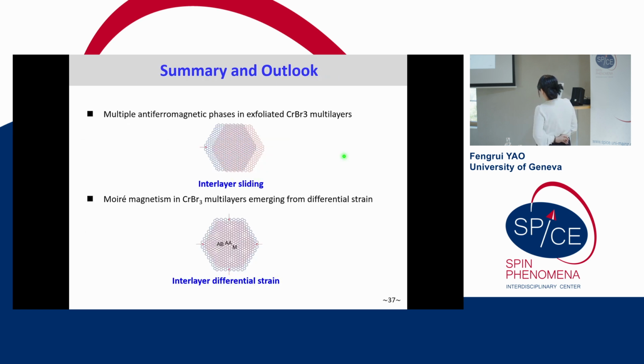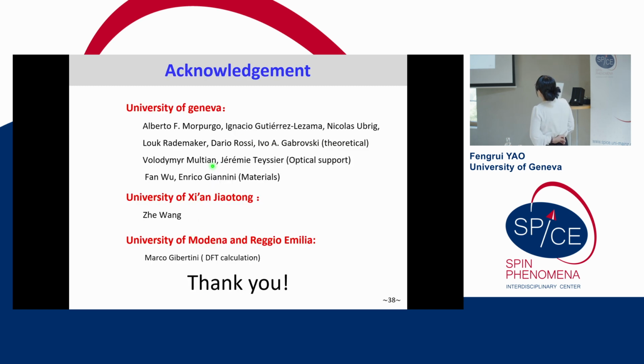So the final summary is here. In the first part, I discussed 3 magnetic states induced by different stackings with different interlayer sliding. And in the second part, I talked about this coexistence of antiferro and ferro induced by differential strain, which means the interlayer differential strain can also induce the moiré besides twisting.